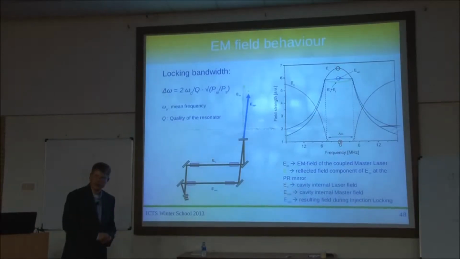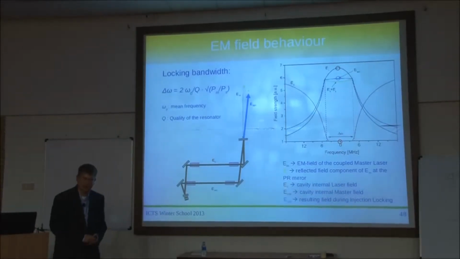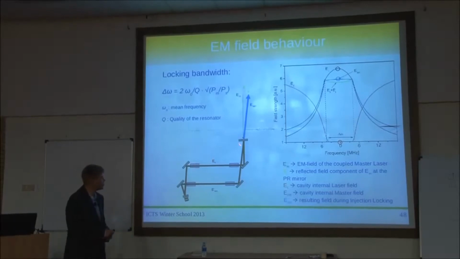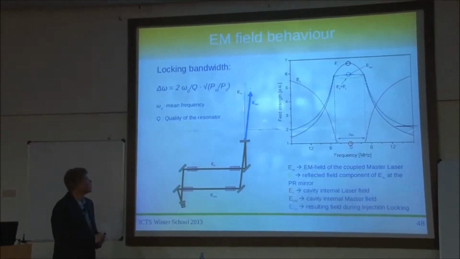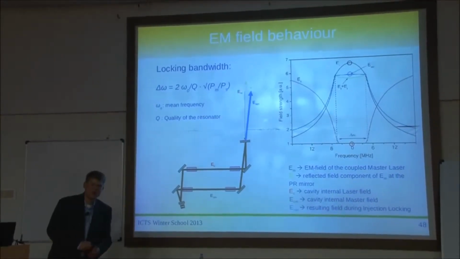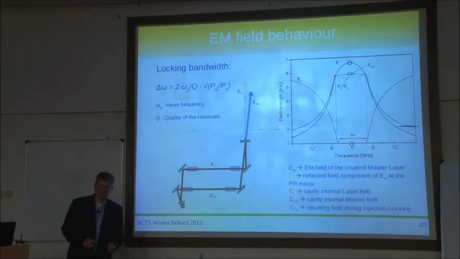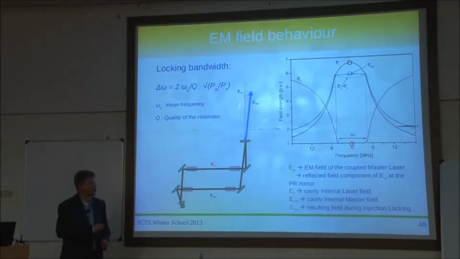So there's no free running field of the oscillator anymore, and it basically just operates as a saturated amplifier for the master beam. So there's no light coming back, and at that point you won't need the high power Faraday isolator anymore, because there's absolutely no light going in that direction.